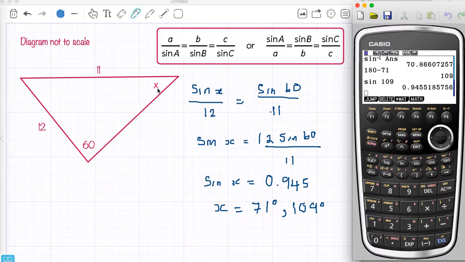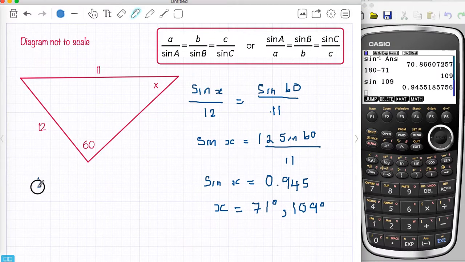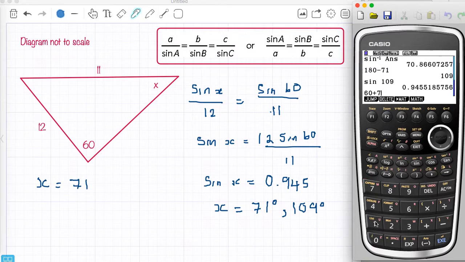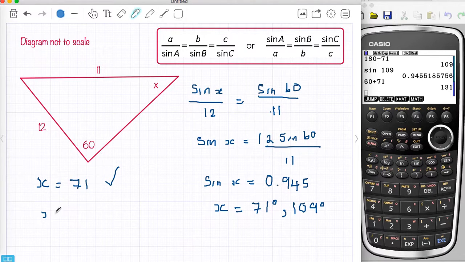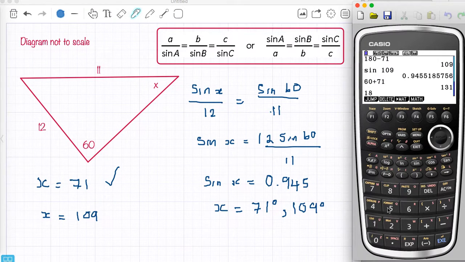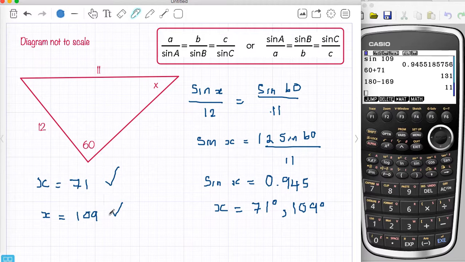Now I'm just going to check, could x be 71? Yes, x could be 71. Now why am I checking that x could be 71? Well, obviously, if we add up 60 and 71, it will give me 131, and there's still enough room to fill the next angle in, the third angle. Could x be 109? Well, it could be, because if I add 109 with 60, I get 169. And 180 take away 169 will leave enough room for this one to be 11. Now, it may not look as though it's 11, but it could be, because this diagram is not drawn to scale. So actually, it could be either of those, and we don't have enough information to decide which one it is. We leave it as either.